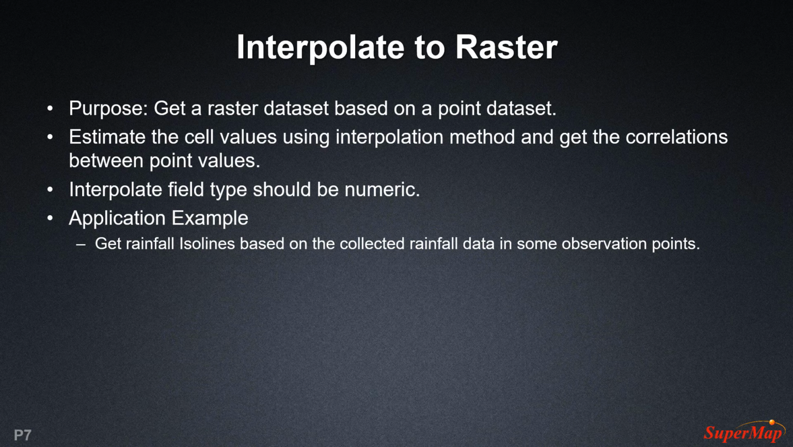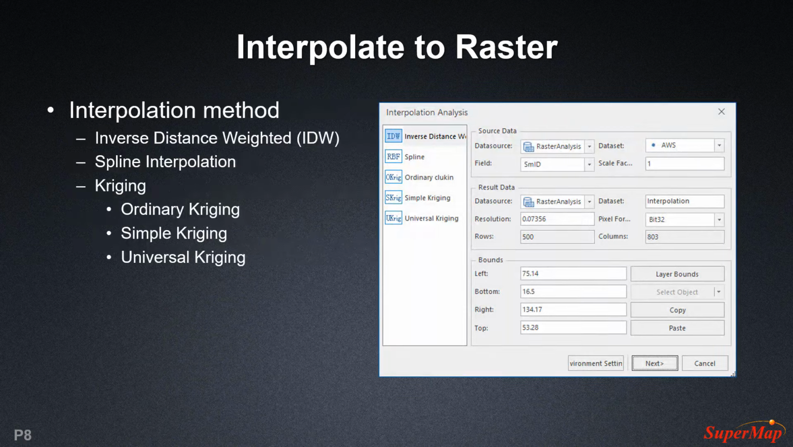Now, an application example of interpolation to raster is when we want to get rainfall isolines based on the collected rainfall data in some observation points. Now, SuperMap provides three interpolation methods for modeling or creating a surface. They are inverse distance weighted interpolation, or IDW, kriging, and RBF or spline interpolation. The method that we select usually depends on the distribution of our sample data and the type of the surface that we want to generate. No matter which method is chosen, the more data there is, the wider the sample points will be distributed and the more accurate the interpolation result will be.